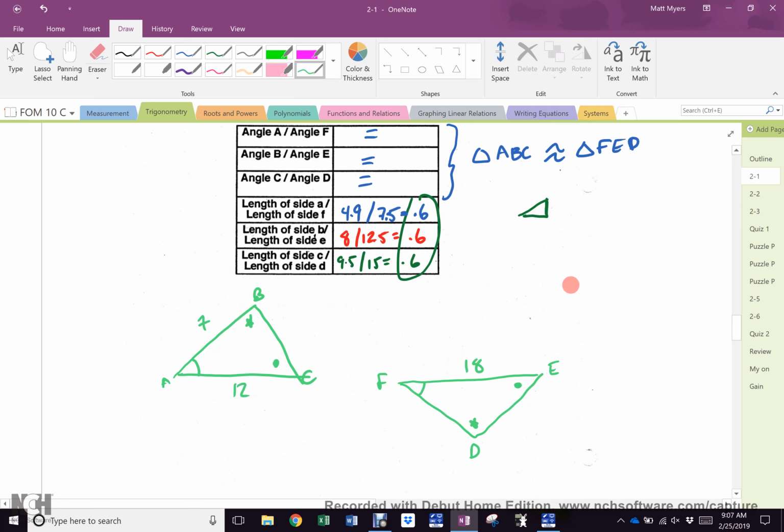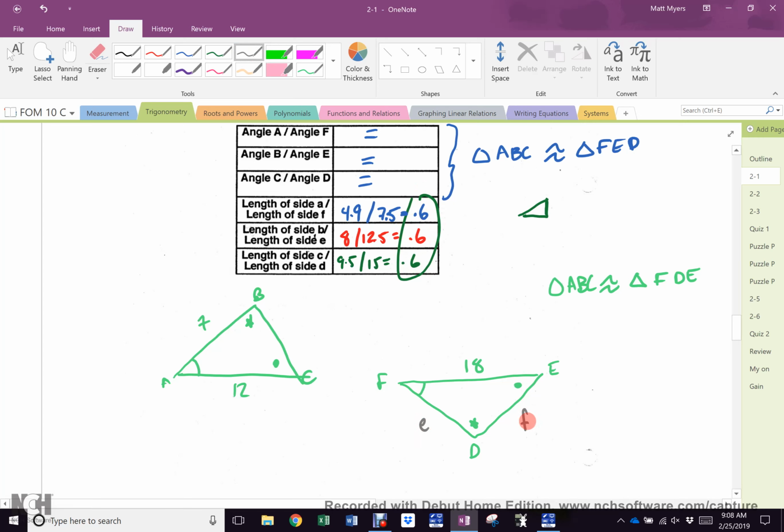Now, if I tell you that triangle ABC is similar to triangle, what would this one be? FED? FDE. Why? Because I went arc to star to dot, so I got to go arc to star to dot. Yes? Everybody cool?